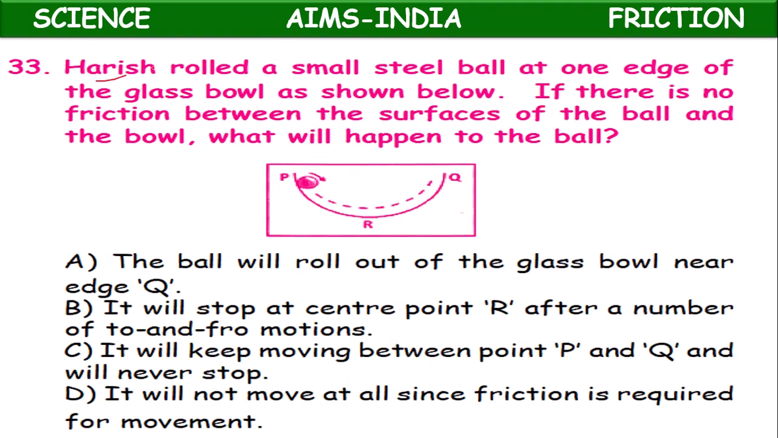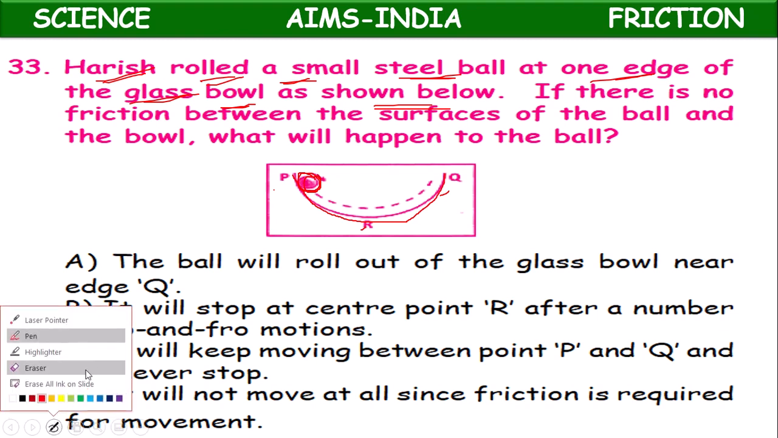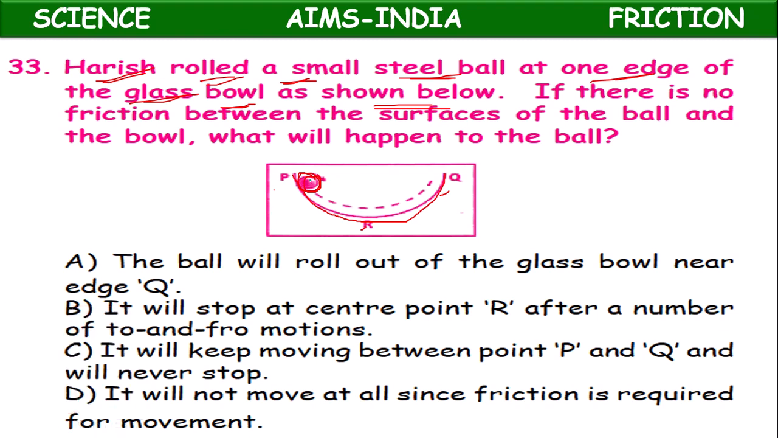Next, Harish rolled a small steel ball at one edge of the glass bowl as shown below. So this is the bowl. P, R, Q, this is the bowl. From the point P, he is rolling the ball. It is going in this direction.